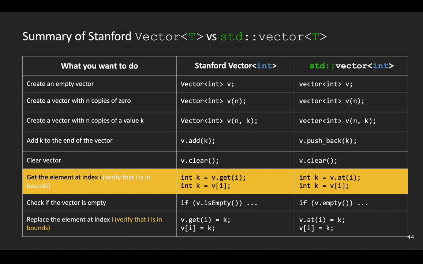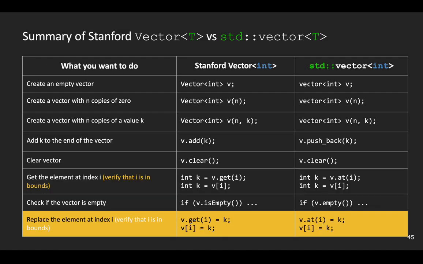With standard C++, the corollary to get is at, but the brackets also have a slight difference in them, and we'll get to that shortly. Finally, similarly, instead of set, it's at to store values into the vector. Before I go on, are there any questions at this point?